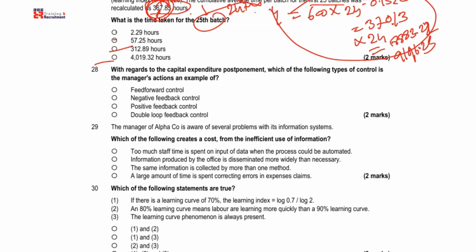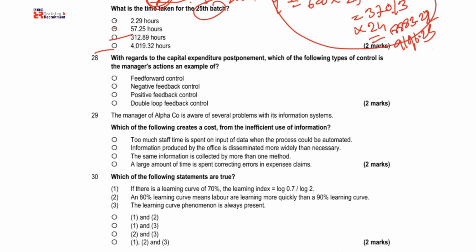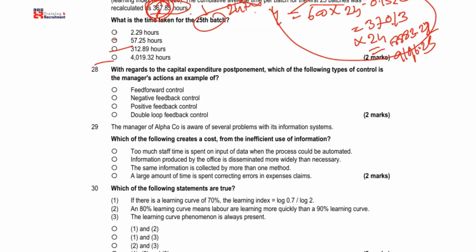Question 28 is a theory one. 29 and the other items are theory too, but you must pay good attention to the theories. Look at this: with regards to the capital expenditure postponed, which type of control is it? It was a feed-forward control. You know in advance what to do, right? That is my answer. We do have the explanations: negative feedback, positive, double feedback.